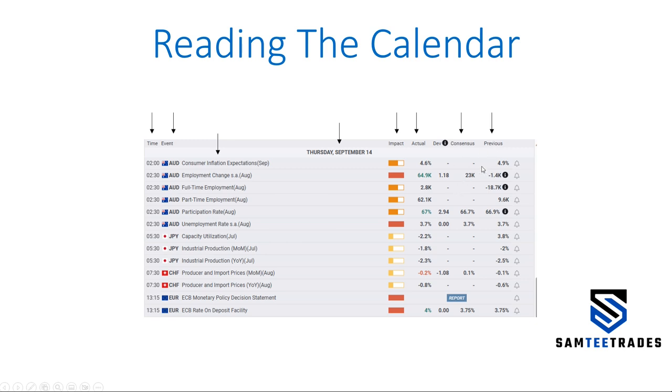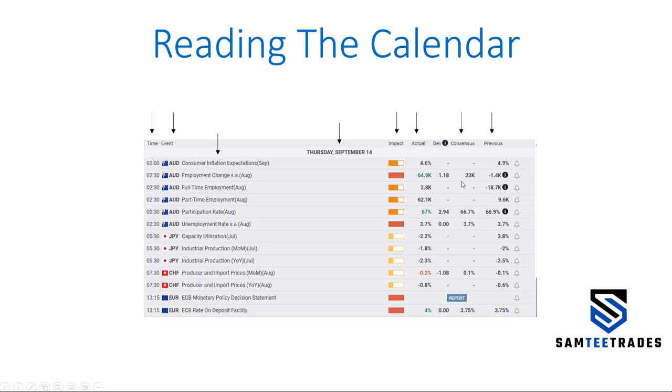If we look next to that is the previous. So the previous shows last time this news came out, what was the reading? So the previous and consensus in this situation for employment change, the previous was minus 1.4. The consensus was 23,000, so a 24,000 increase, which is obviously better. So the market was predicting better employment figures. If we look at unemployment, the previous was 3.7, the consensus was 3.7, so that was as predicted. So basically it was due not to change. If we then look at the actual, you can see the actual comes out at this point is pretty much 65,000, which is about 40,000 better than the consensus.